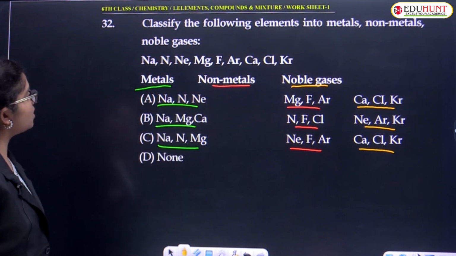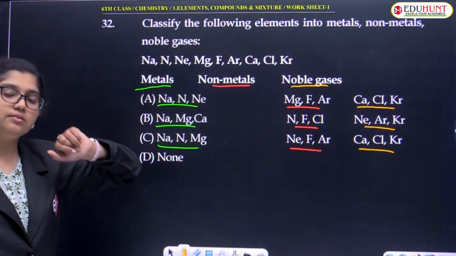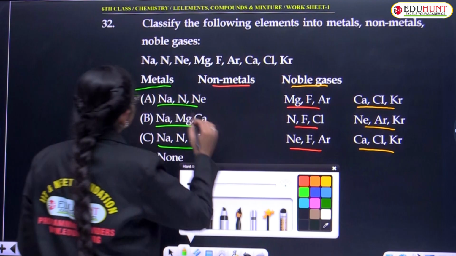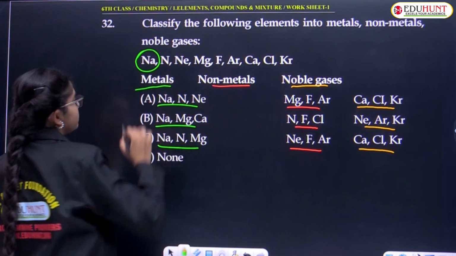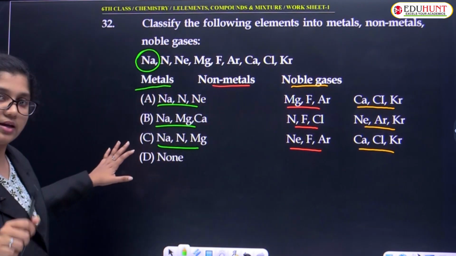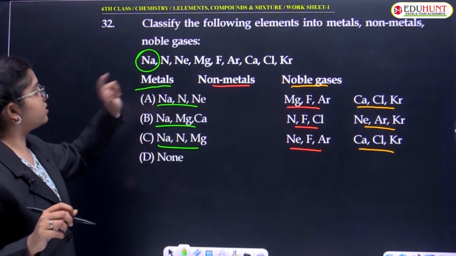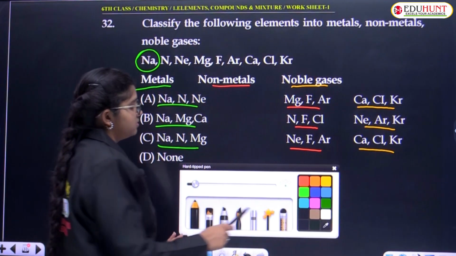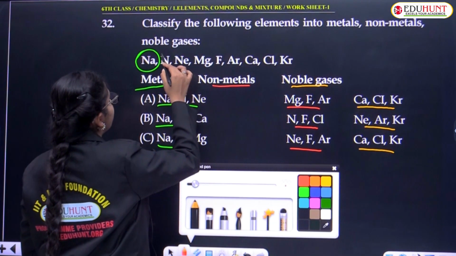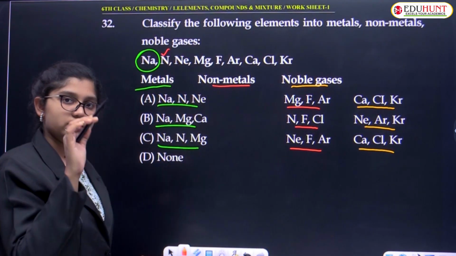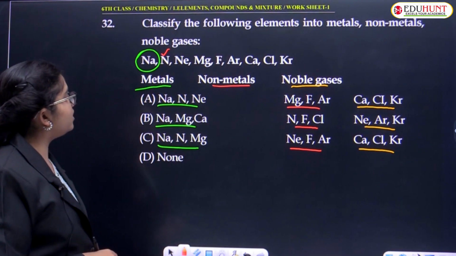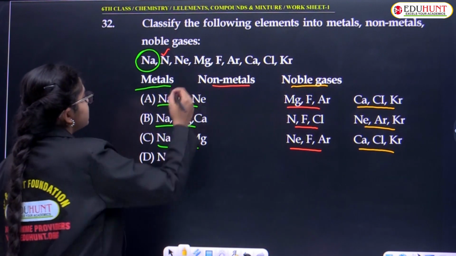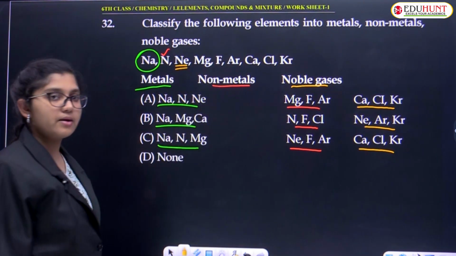Let's see. Is sodium a metal or non-metal? Sodium is a metal. I'm circling it with green color, which means it is a metal. Nitrogen is a non-metal. I'm ticking it with red ink. And coming to neon, neon is clearly a noble gas. A double underline I've given you.